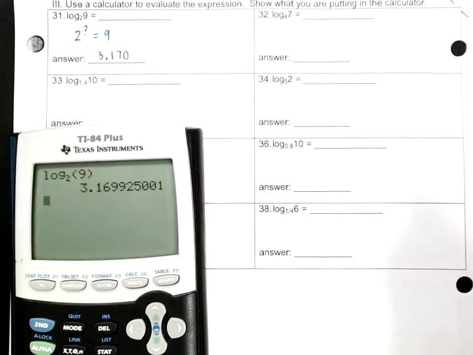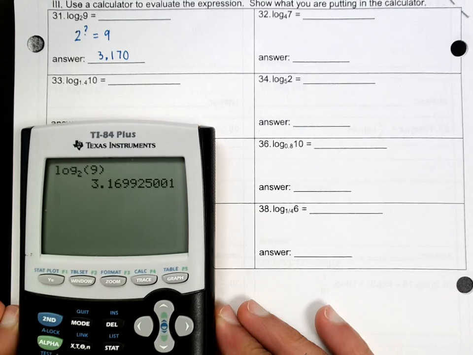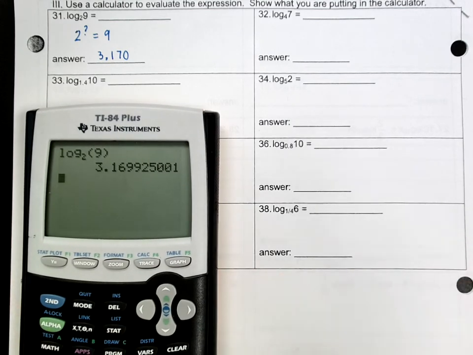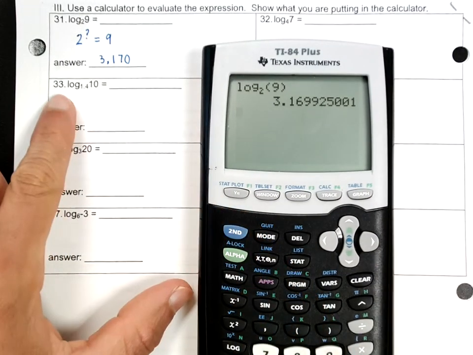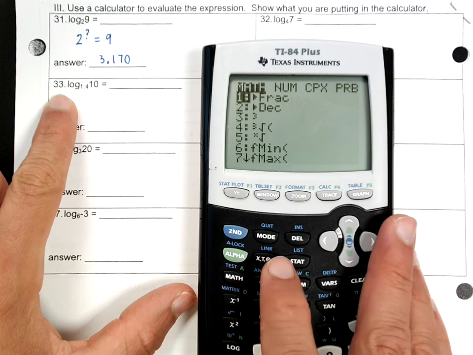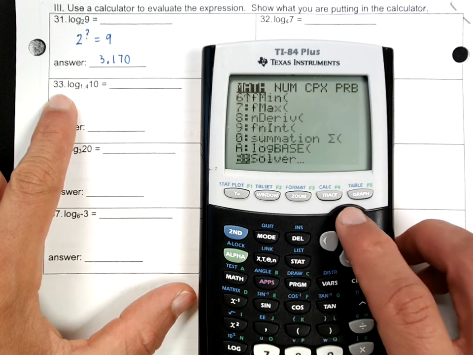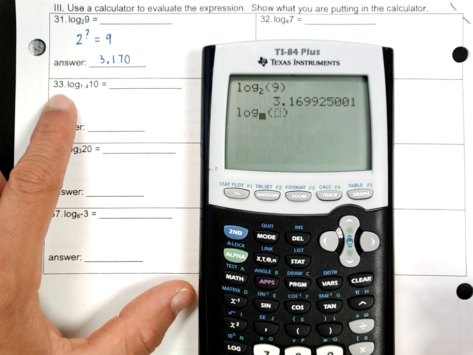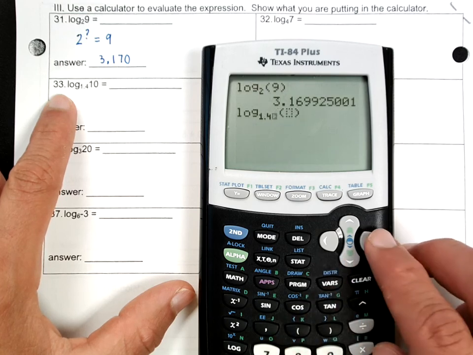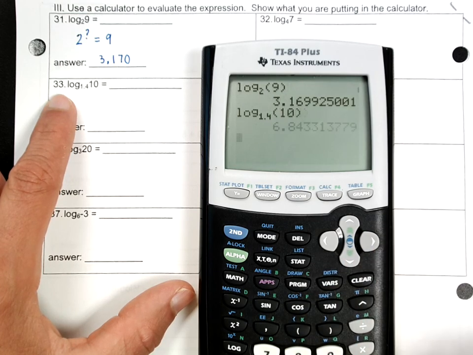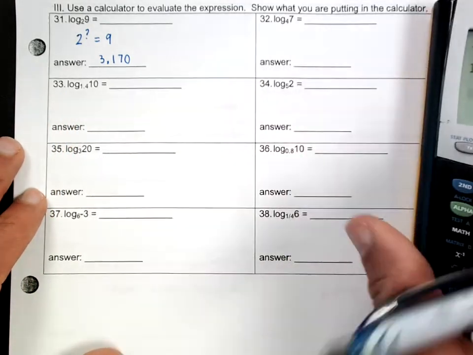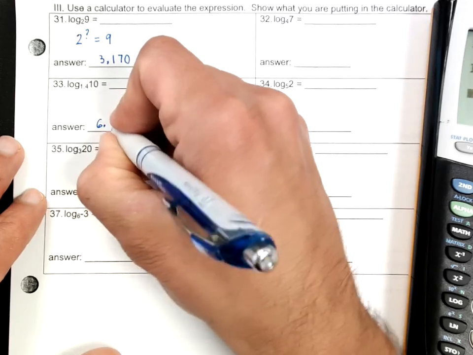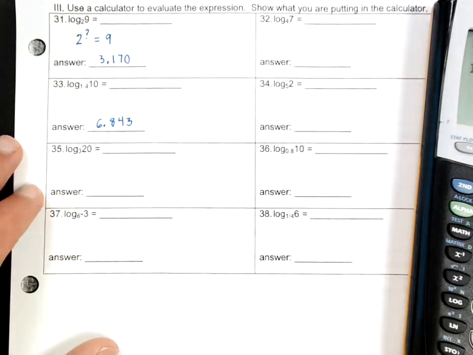3.170. I'm rounding to the third decimal place. So let's just round to 3 decimal places. All right, so again, one more time. If you missed it the first time, go to math, scroll up, go to log base, press enter, and then just type in what you have. 6.843. Okay? Does that make sense how to put it in the calculator?